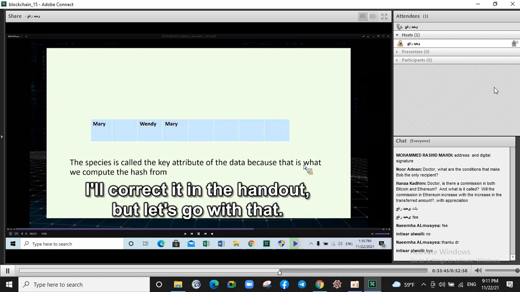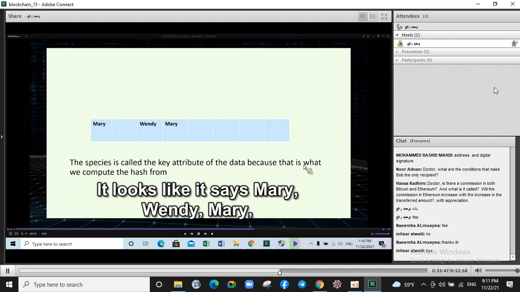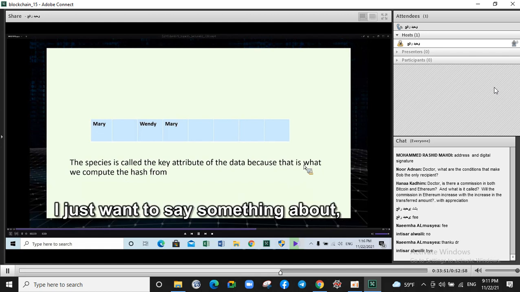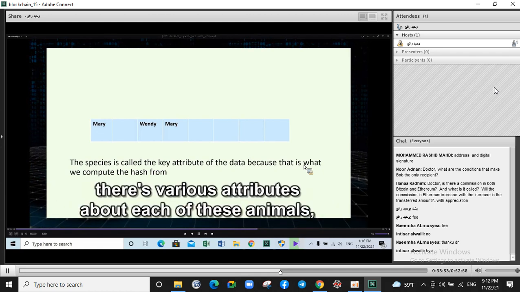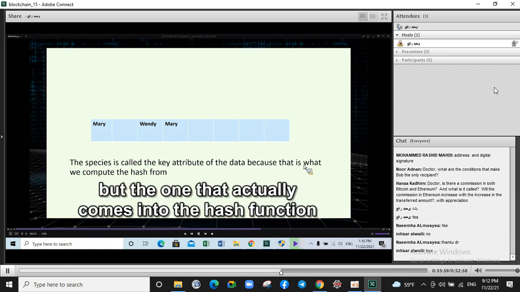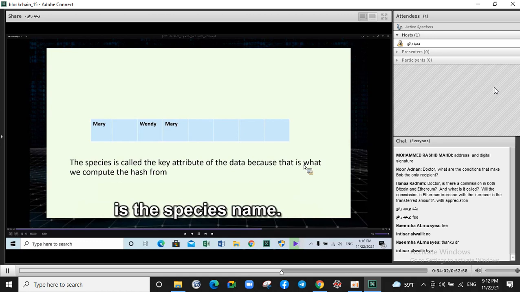And I just want to say something about the various attributes of each of these animals. The one that actually comes into the hash function is the species name, right? So that's called the key attribute. Just a bit of terminology.